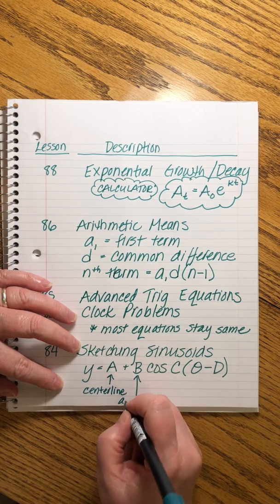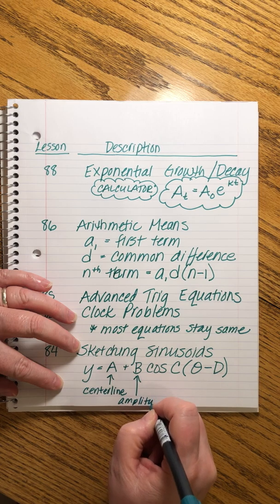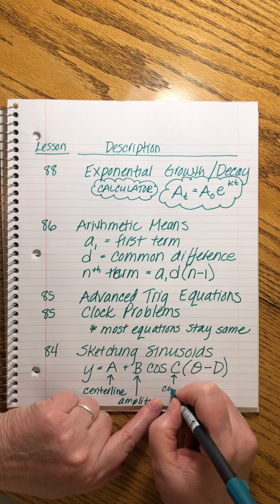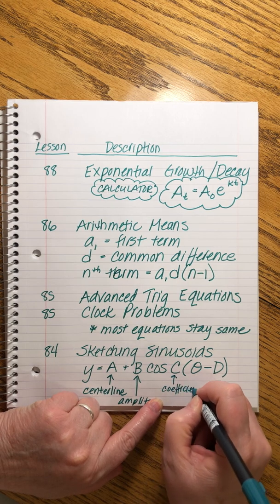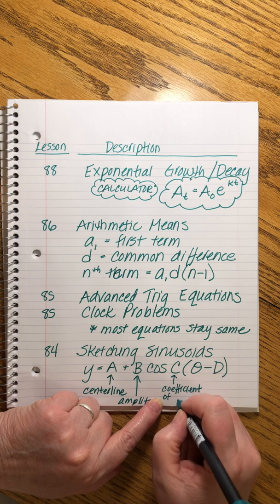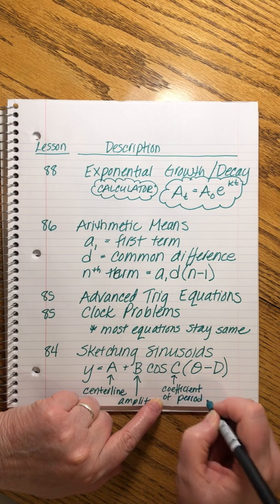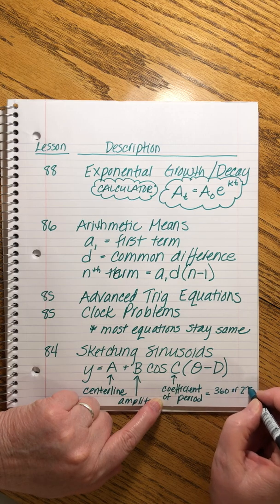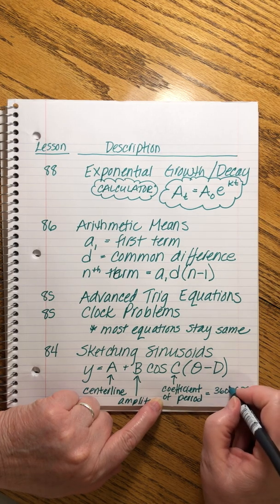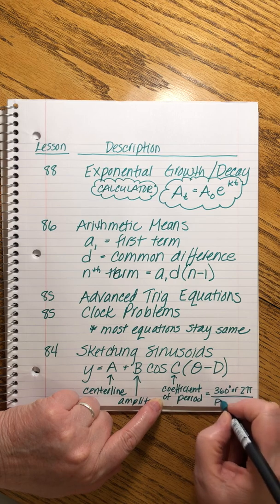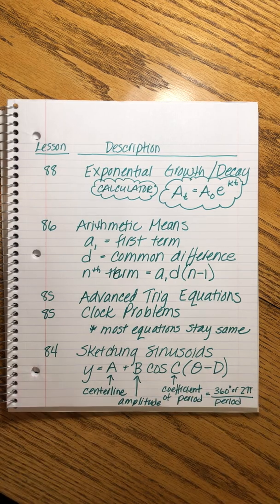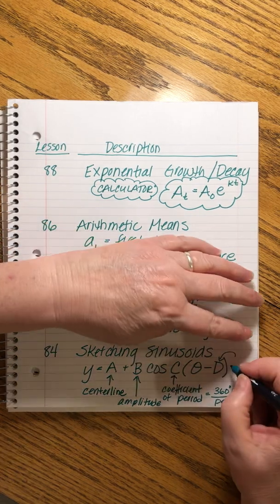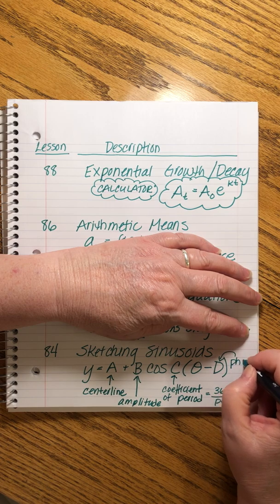This is the amplitude. This is the coefficient of the period. And it's calculated as 360 or 2 pi, depending on whether you have radians or degrees, over the period. That's how you calculate that coefficient. And then D is the phase angle.